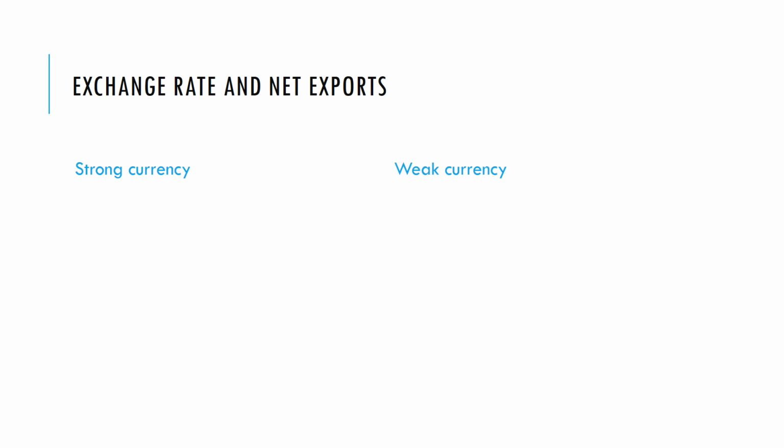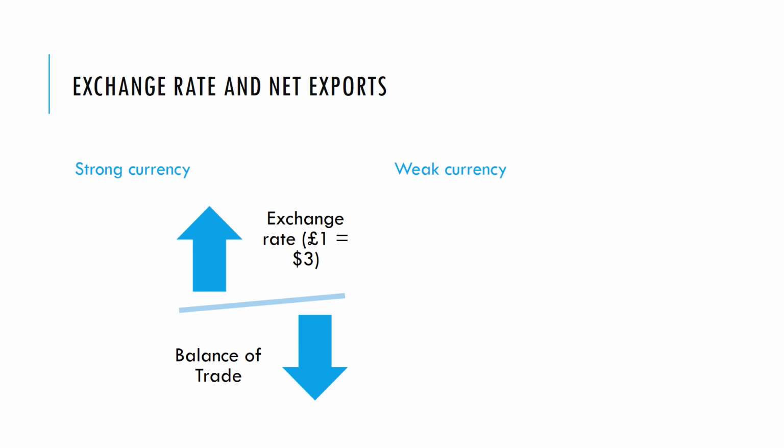So if the currency is stronger, i.e. the exchange rate is rising in terms of what that currency will buy, for example moving from £1 to $1 to £1 to $3, that would be a strengthening of the exchange rate. This will normally have a negative effect on the balance of trade because it makes imports cheaper, so more imports, exports more expensive, so less exports, and a worsening of the balance of trade.